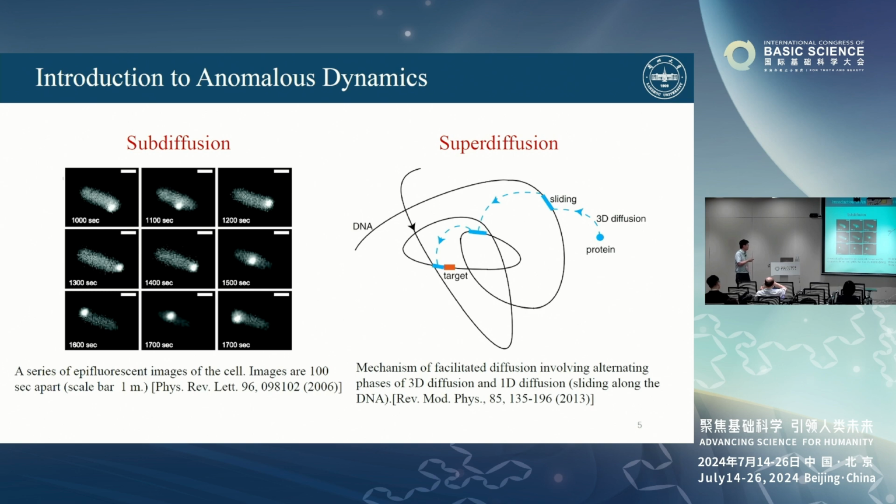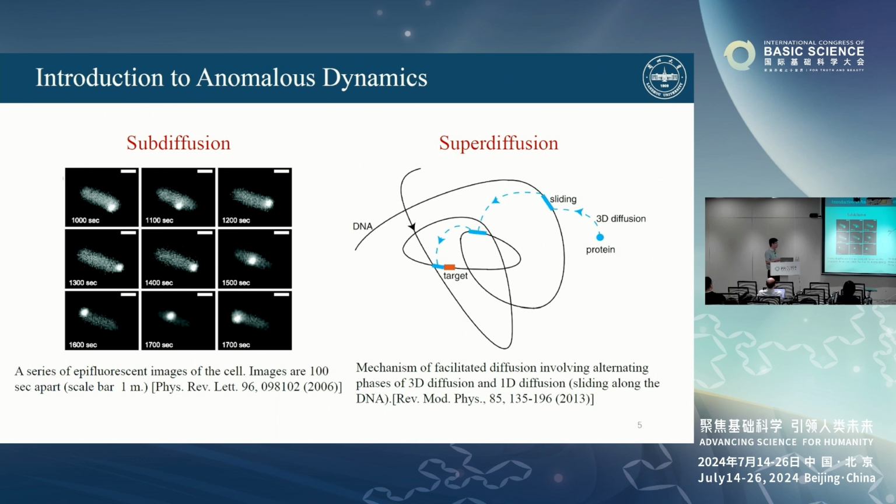This is still in the cells, the movement of an individual particle. Then you can see the average second moment is not a linear function of t. The second moment is t to the power alpha, where alpha is not equal to 1. When alpha is less than 1, it is subdiffusion. For this case, it is superdiffusion.